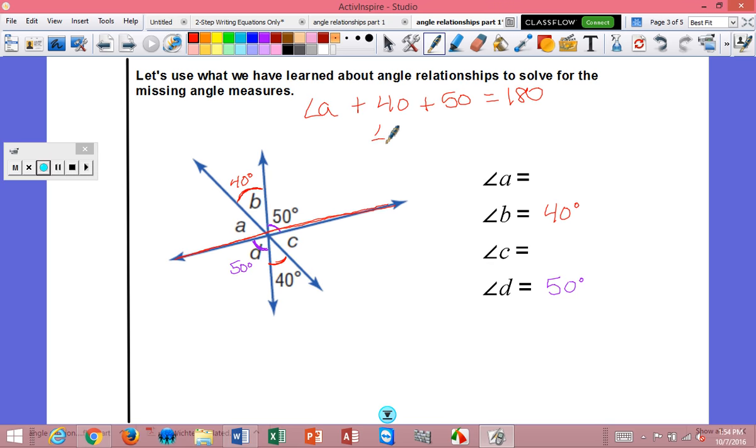40 and 50 make 90. So angle A plus 90 would equal 180. And if I subtract 90 from both sides, then that's telling me that angle A equals 90 degrees. So I'm going to fill that in. So this would be 90 degrees.